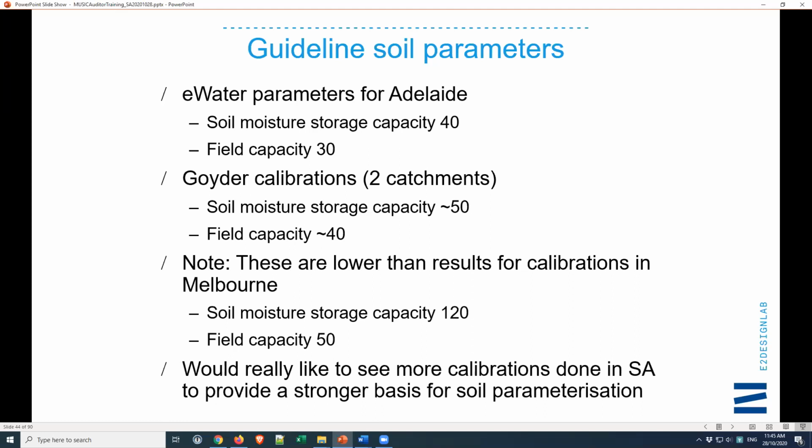On the other, I'm a little bit nervous because I'm conscious that when we did the work in Melbourne, that suggested that we should change it quite significantly. I've half a mind to adopt the Victorian parameters, but I think that might be a bit difficult to justify, given that would conflict with the local data. So on this reason, we've gone with the e-water parameters, but be aware that I do reserve judgment on those a little bit. I'd really love to see some calibrations done for South Australia for a few more catchments to really prove those parameters up better.